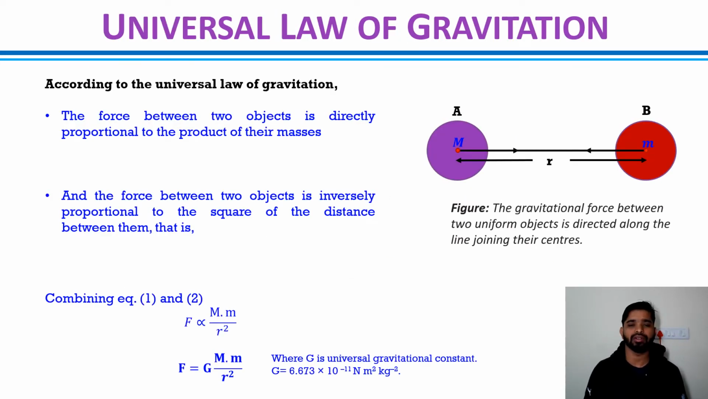According to the universal law of gravitation, if there are two objects having masses capital M and small m, and the separation between them is R, there acts a force which is directly proportional to the product of their masses, and this force is inversely proportional to the square of the distance between them. If we combine these two relations, we get the complete force acting on the object, that is F equals G capital M small m upon R square, where capital G is a universal constant, its value remains constant everywhere.